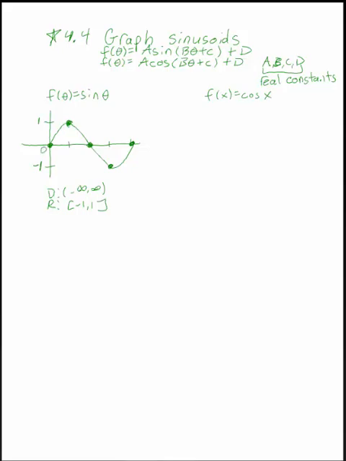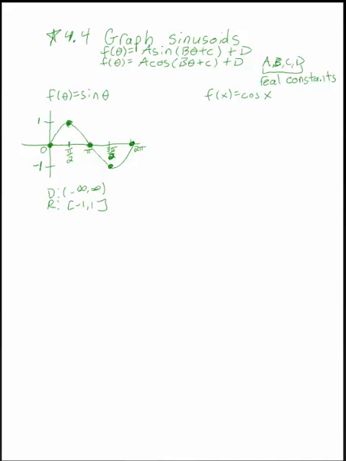And the scale that I'm using, each tick mark here on the x-axis counts for pi over 2. So the first tick mark would be pi over 2, the second tick mark would be pi, the third would be 3 pi over 2, and the last one would be at 2 pi. So there's my basic sine graph.